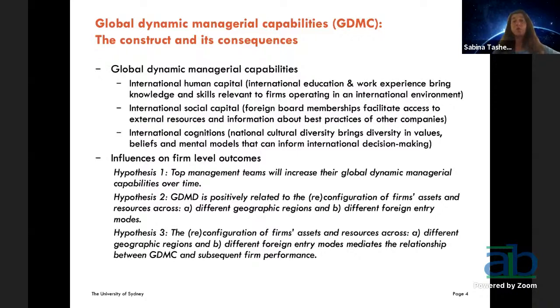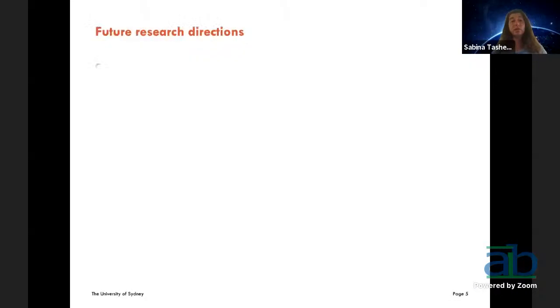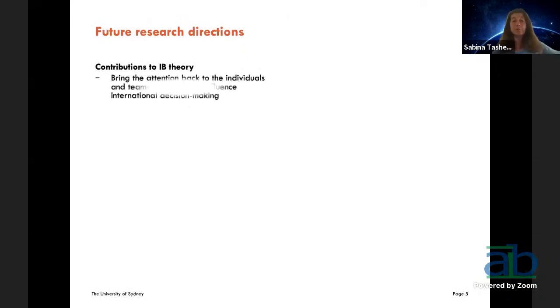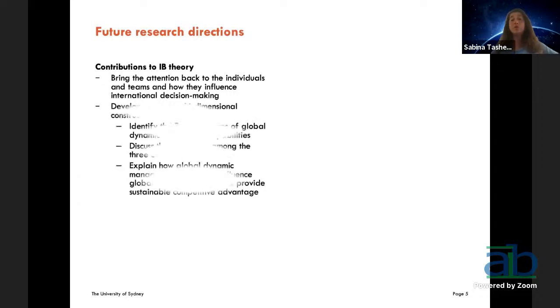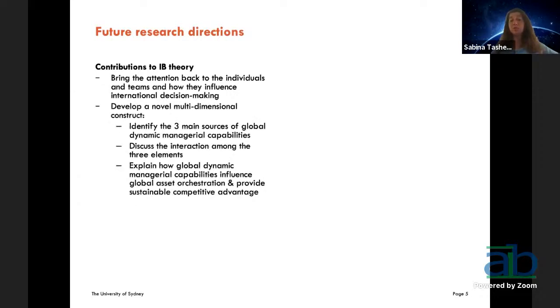And if I move forward to the future research directions, let me first quickly say what our contributions to IB theory are. We believe our first contribution is that we bring the attention back to the individuals and teams and how they influence international decision-making in MNEs. We also develop a novel multidimensional construct where we identify the three main sources, but also discuss the interrelations among those three sources, how they relate to each other and how they influence decision-making.